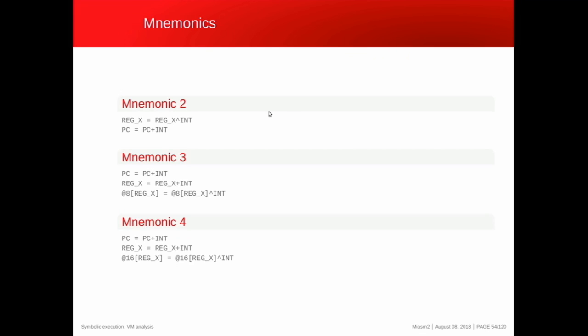And here is the result on some mnemonics of the virtual machine. Here we have the result, which is a XOR between a memory pointed to by a register and an integer. And we have the very same mnemonic, except the memory size has changed. So here it's obvious to see this.